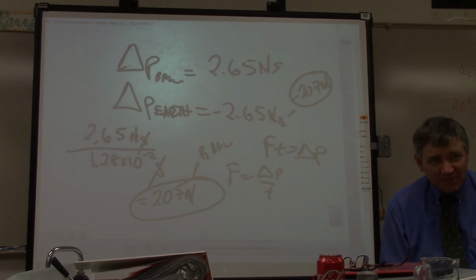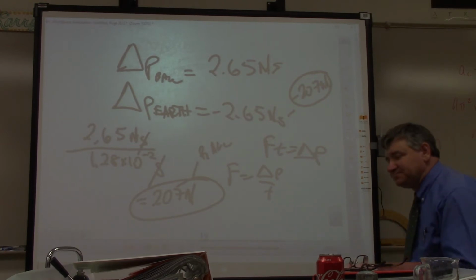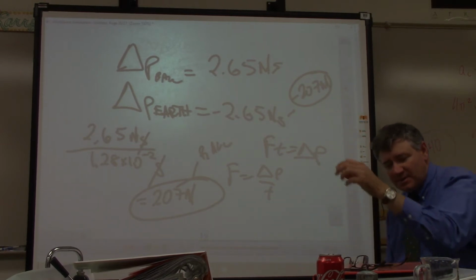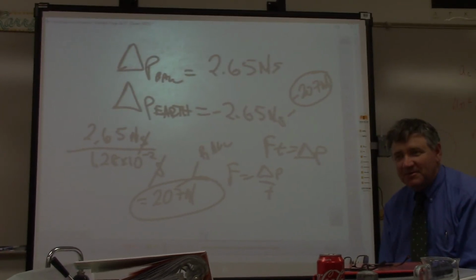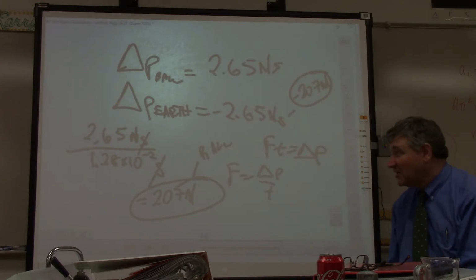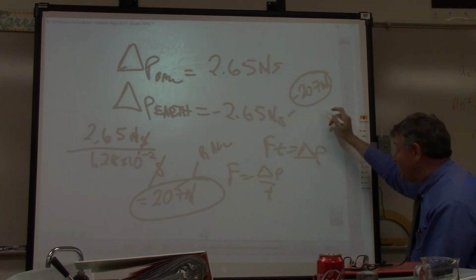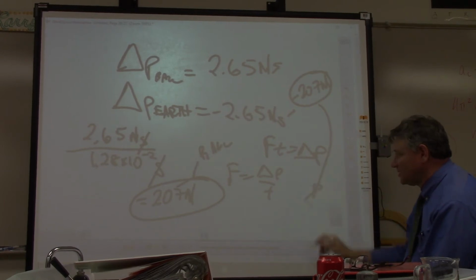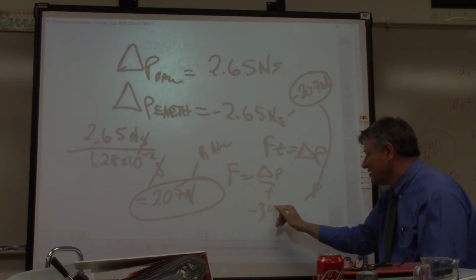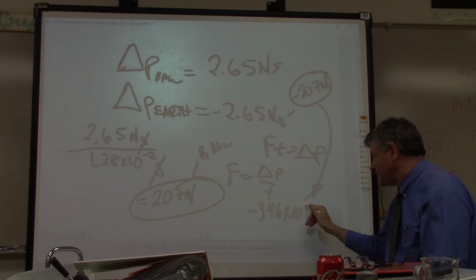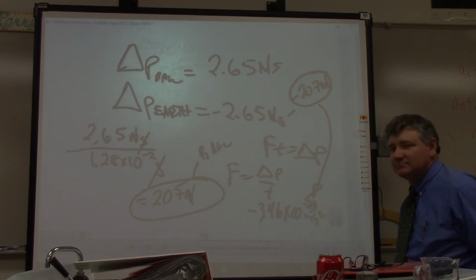Now, do you have the same force acting on both Gary the golf ball and the Earth? Yes. So here's the question: is the acceleration of the Earth going to be a positive or negative number? Should be a negative number. So if I take negative 207 newtons and divide that by the mass of the Earth, what do you get? Negative 3.46 e to the negative 23rd meters per second squared.